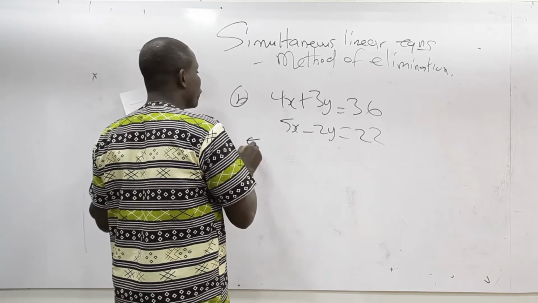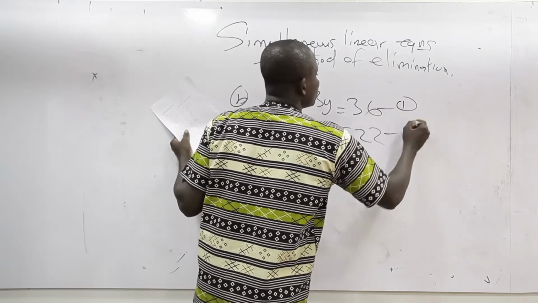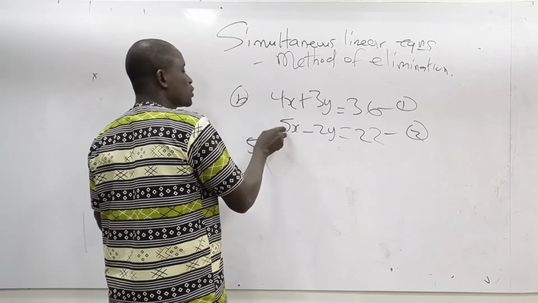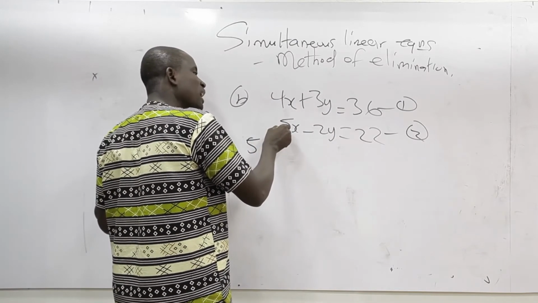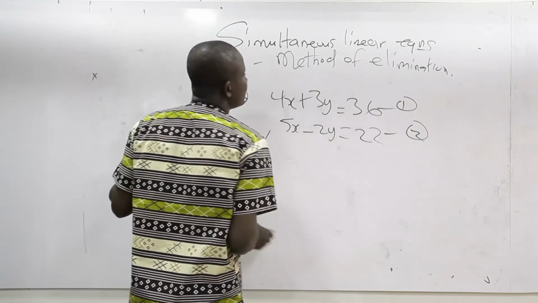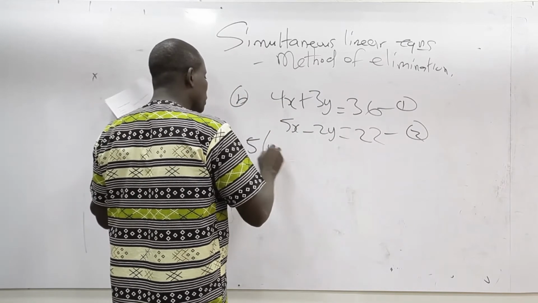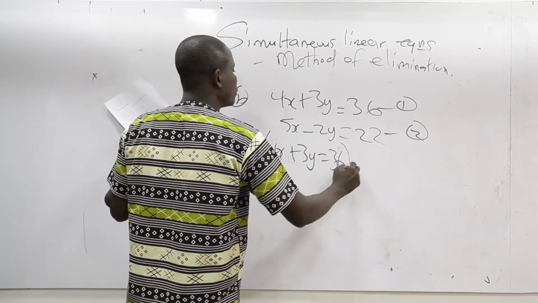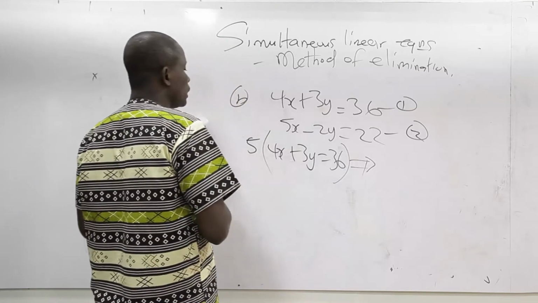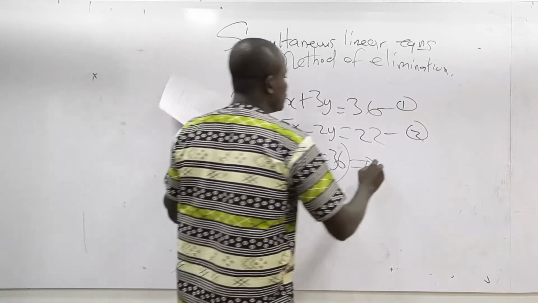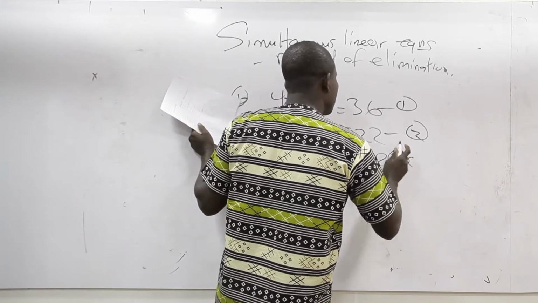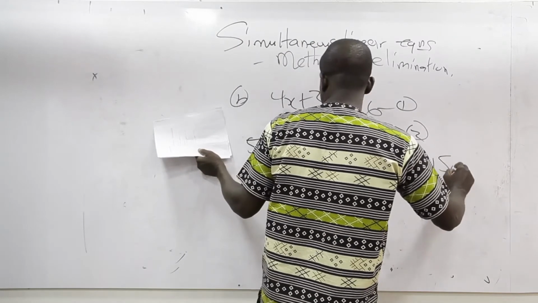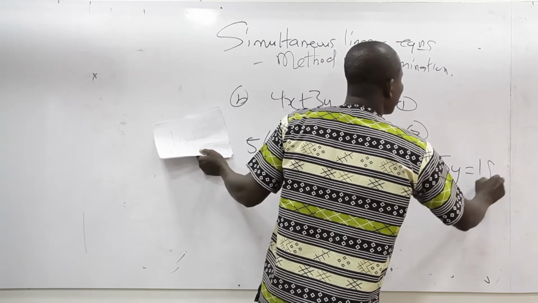So we are going to have what? This is equation 1, equation 2. So 5. Why 5? Because we want to eliminate x, so put the coefficient of 5x here. Then we are multiplying by equation 1. So this 5 times 4x plus 3y is equal to 36, right? So let's look at this. This is what? 20x, okay? Plus 15y is equal to 180.